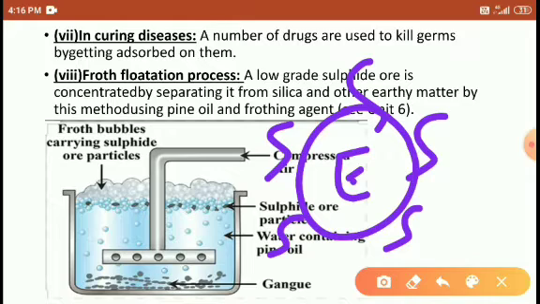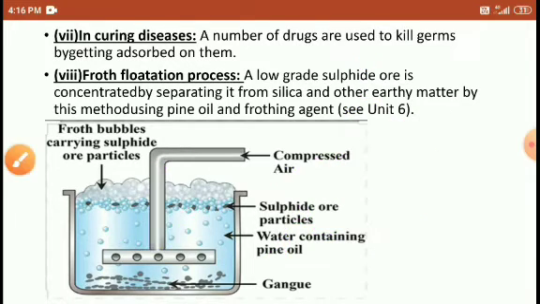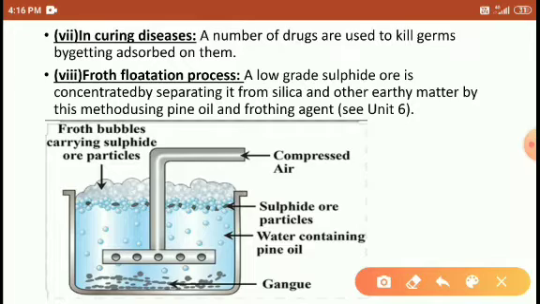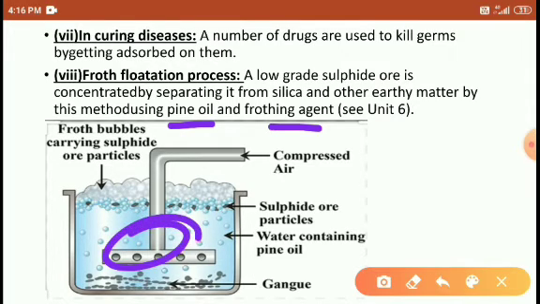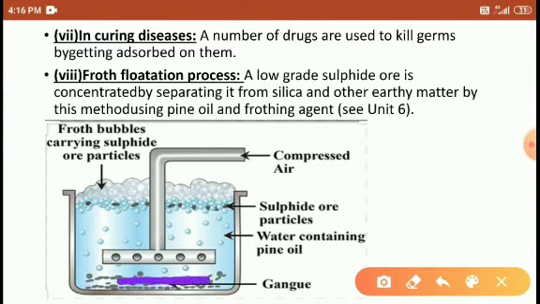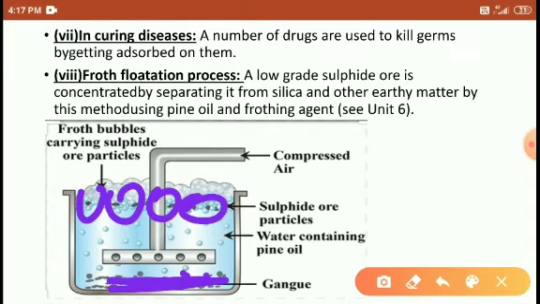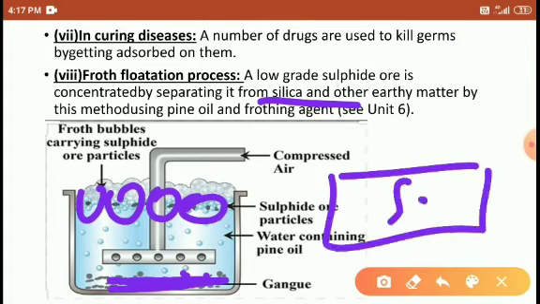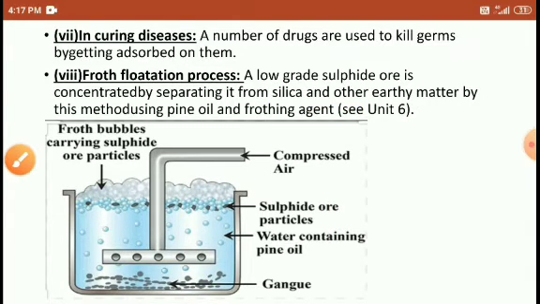So with this compound we are adding some pine oil, the frothing agent, here students, and we are passing air and the rotating paddle starts to rotate. During the rotation, all the sulfide ore, the ore particles, are collected over the surface of the silica. So silica absorbs the sulfide, right students. This is the froth flotation method.